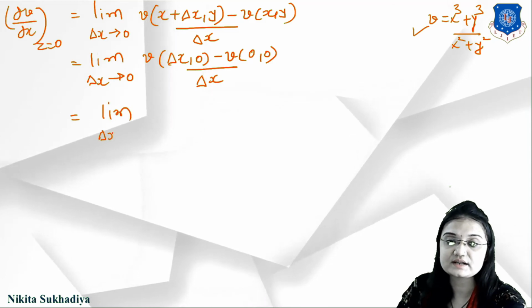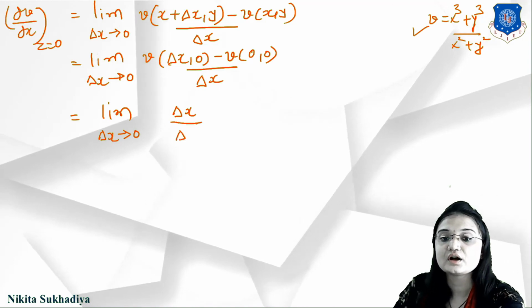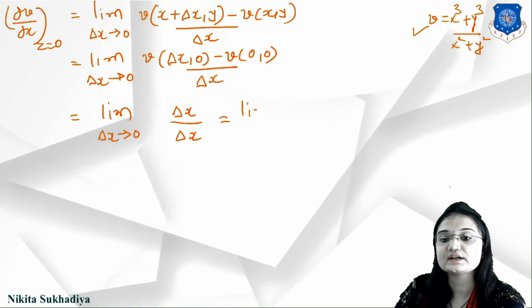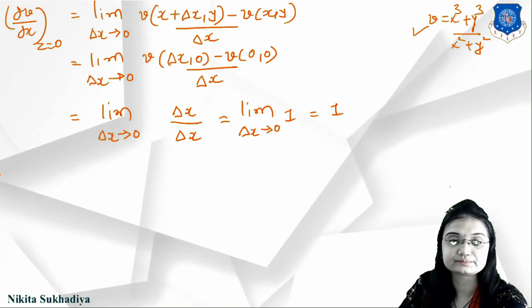So limit Δx tends to 0, we will get Δx upon Δx, and v(0, 0) will become 0. So we will get the answer limit Δx tends to 0, 1. So we will get the answer 1.